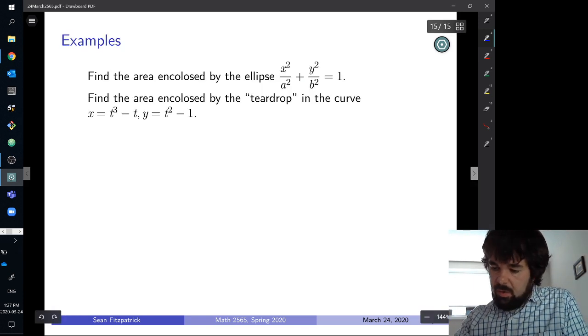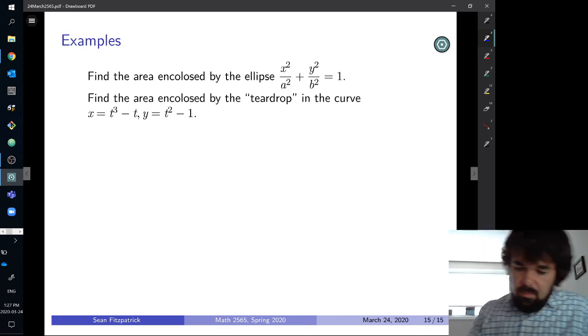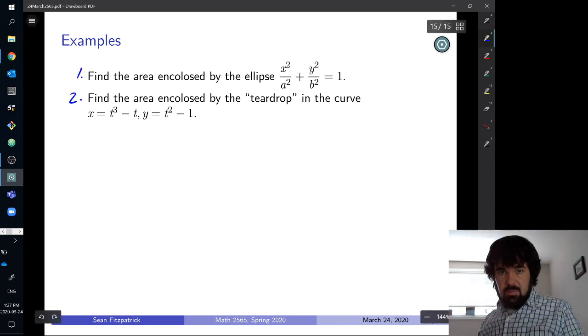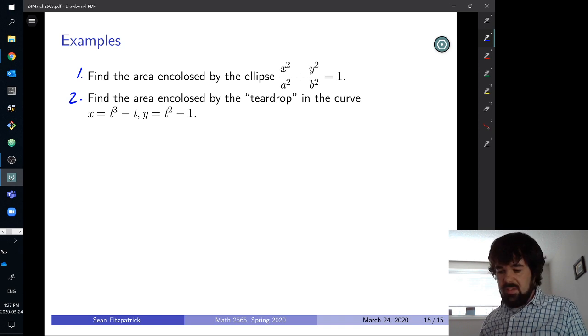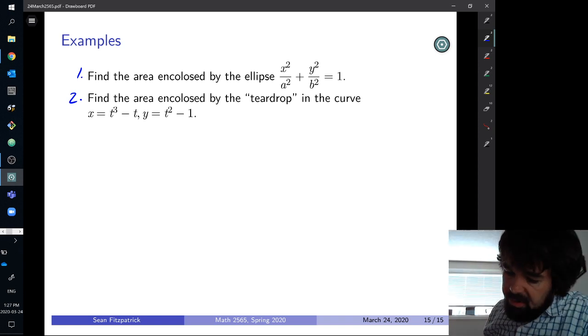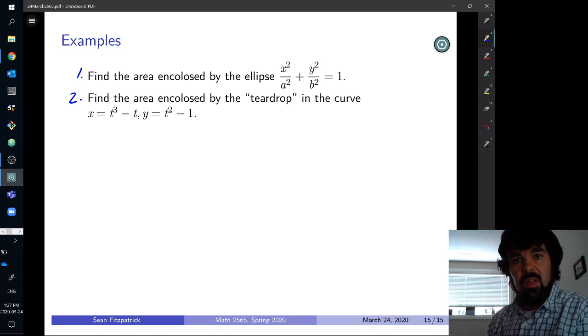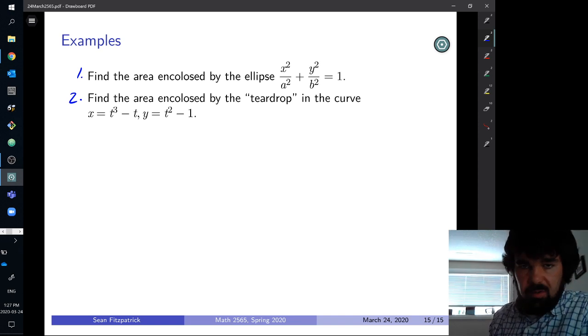Okay, so here are two examples, and then we'll call it a day with 3 minutes left. For the ellipse, well, we talked about ellipses at the beginning. One of the things that's useful to know is that you can always parameterize an ellipse.